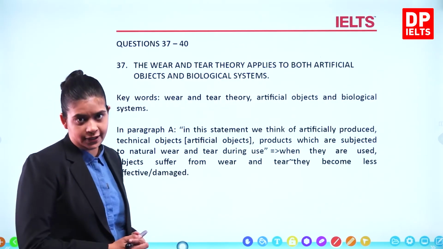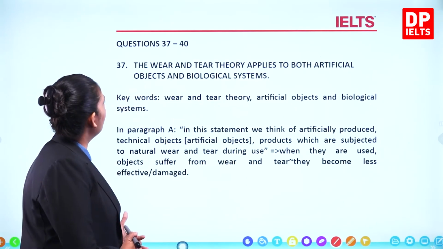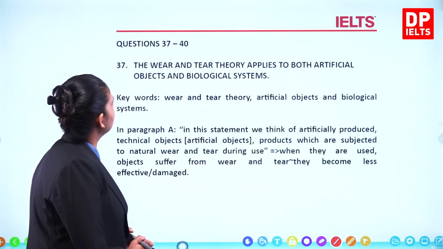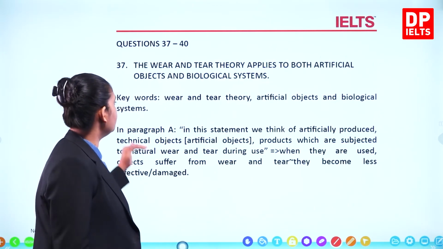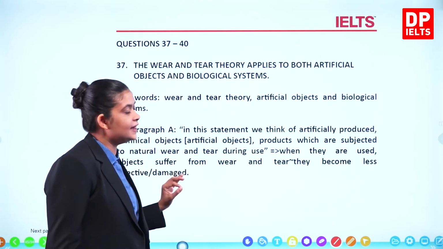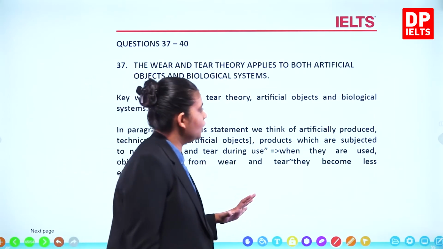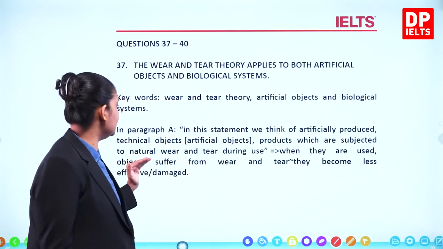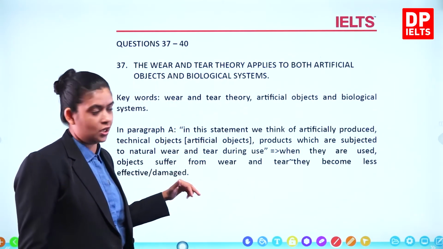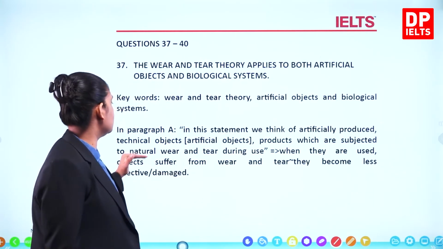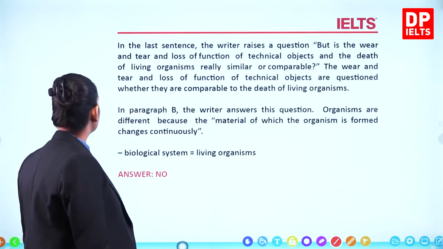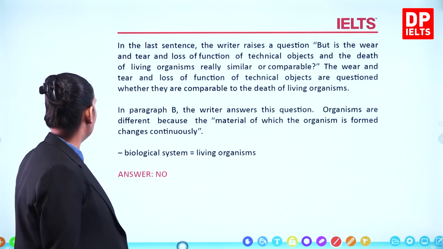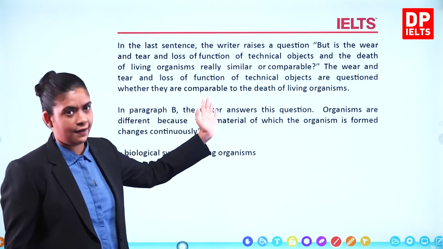37 to 40. The wear and tear theory applies to both artificial objects and biological systems, right? So if you come to para A, in this system, we think of artificially produced technical objects, that is artificial objects, products which are subject to natural wear and tear during use, right? So therefore, it talks more into this. Please have a look at it.